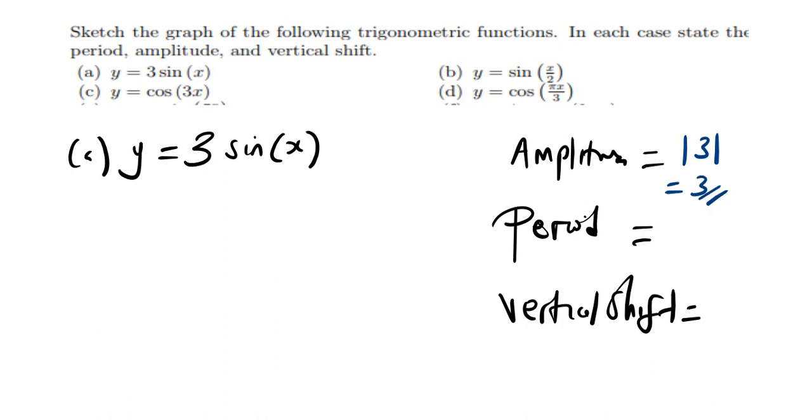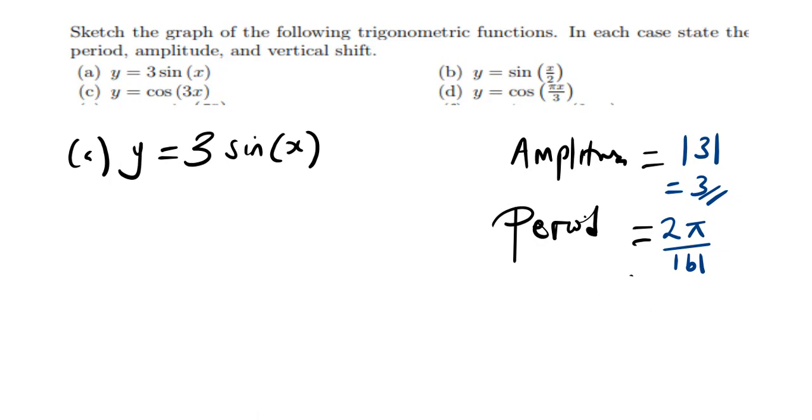Then the period, you know that the period is equal to 2 pi over the absolute value of b. Why I'm putting the absolute value of b is because we don't want our time to be negative, because time is not negative. You can't say negative 2 seconds. It doesn't make sense. Then the vertical shift, we don't have a shift in any y direction.